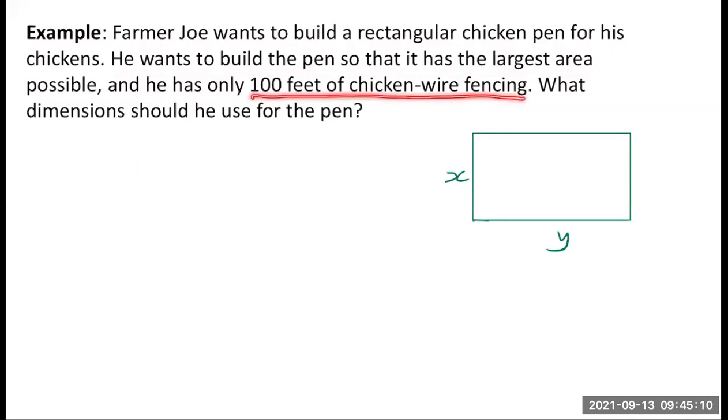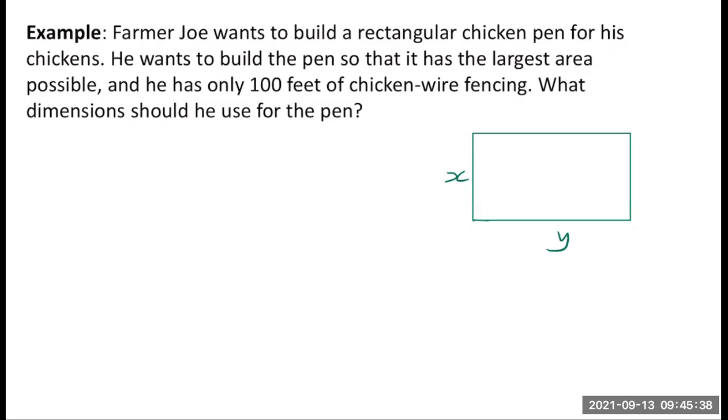What dimensions should he use for the pen? Basically this farmer has a certain amount of fencing, namely 100 feet of fencing. Using that fencing, what is the largest rectangular area we can enclose? That's the question. How do you find the dimensions of the rectangle that would enclose the largest possible area?